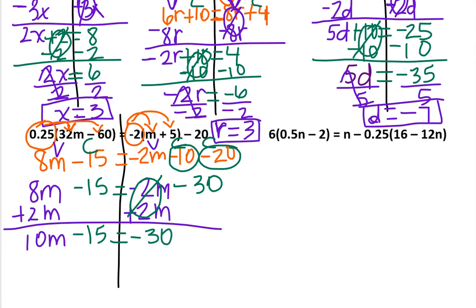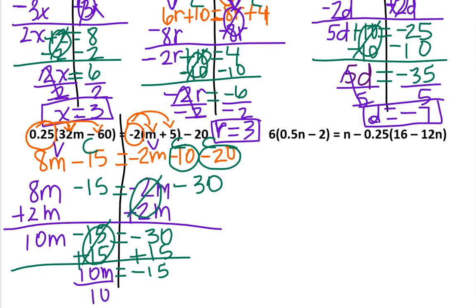Now it's a really easy 2-step equation. My next step is to move the constant over to the right. So I add 15 and I add 15. And this gives me my 0 pair here. So I have 10m equals negative 15. My last step is to do, again, inverse operations to isolate my variable.